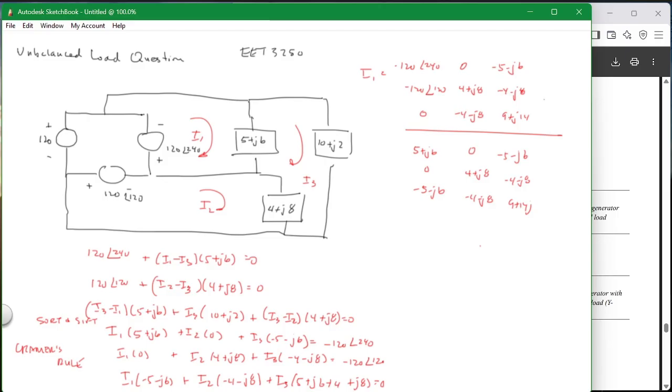Now, what do you do here? Well, from this point on, you recopy the first two columns. So you take this column, put it over here: minus 120 at angle 240, minus 120 at angle 120, and then 0. And then the other one, you bring this column over and put it right there, okay? Now, what do you do from that point on? And then you do the same thing down here: 5 plus J6, 0, minus 5 minus J6, and then 0, 4 plus J8, and then minus 4 minus J8. Now, what do you do next?